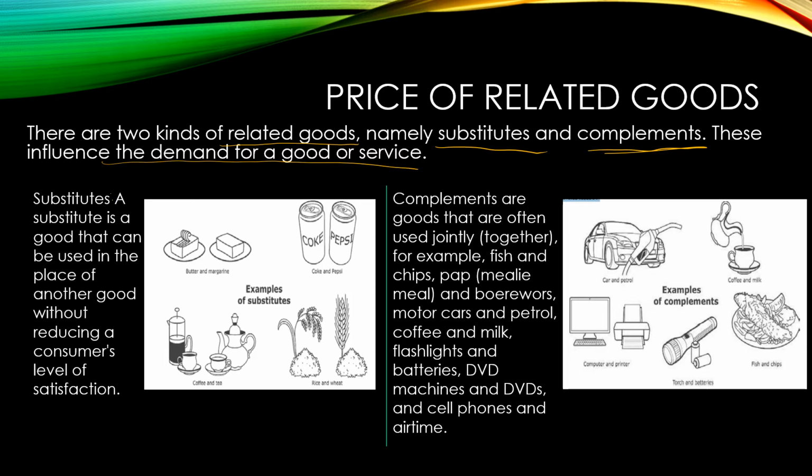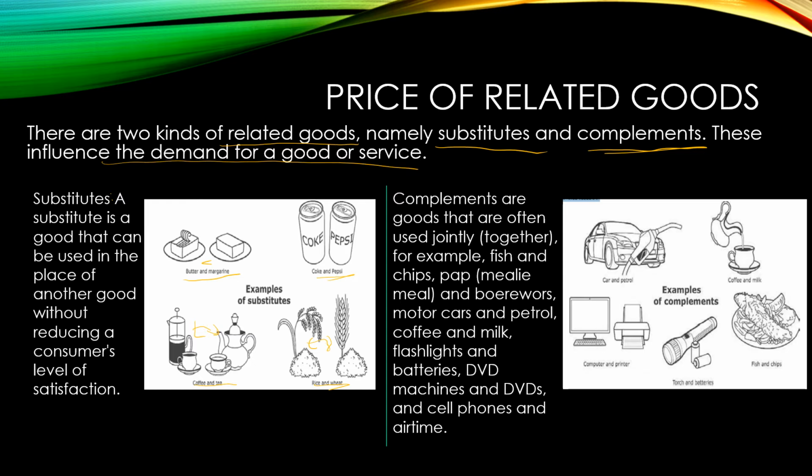Substitutes. A substitute is a good that can be used in place of another good without reducing a consumer's level of satisfaction. Examples of this will be butter and margarine, Coke and Pepsi, coffee and tea, rice and wheat. You can swap them and have them in place of each other, and you'll still have your needs satisfied. For example, you want to put butter on your toast, but you don't have butter, but you have margarine. It still works the same way.